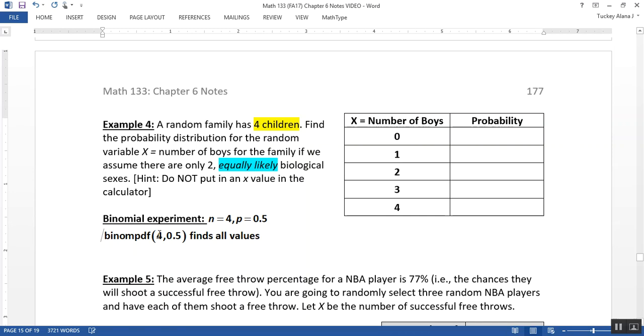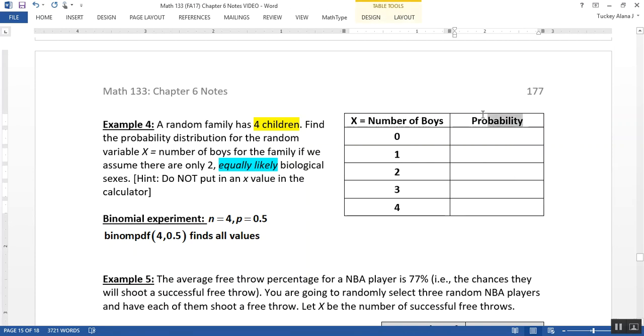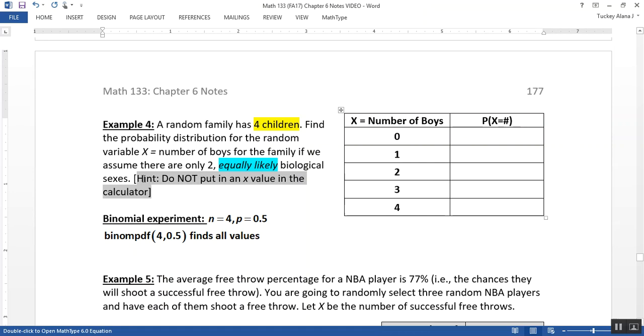So that means that we can use binom PDF to find all the values for the probabilities over here. So these are going to be the probabilities that x equals a number, right? So x equals a specific number. And the way we write that is x is equal to little x value, right? So that the number of boys is equal to 0, 1, 2, 3. And you could say a, N, or pound sign. It really doesn't matter what you put there. All right, and then I have this little hint about not putting an x value in the calculator.